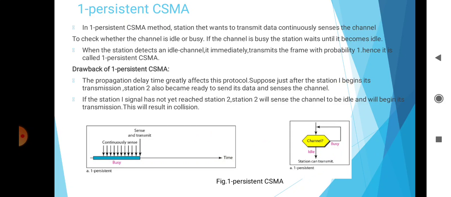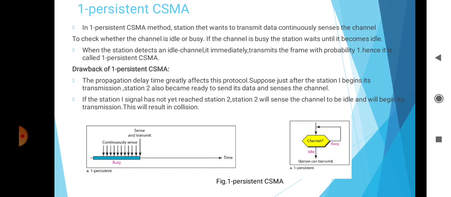First one is the 1-persistent CSMA. This method is very simple and straightforward. In 1-persistent CSMA, stations that want to transmit data continuously sense the channel to check whether the channel is idle or busy. If the channel is busy, then stations wait until it becomes idle. Then when the station detects an idle channel, it immediately transmits the frame with probability 1. Hence it is called 1-persistent CSMA.